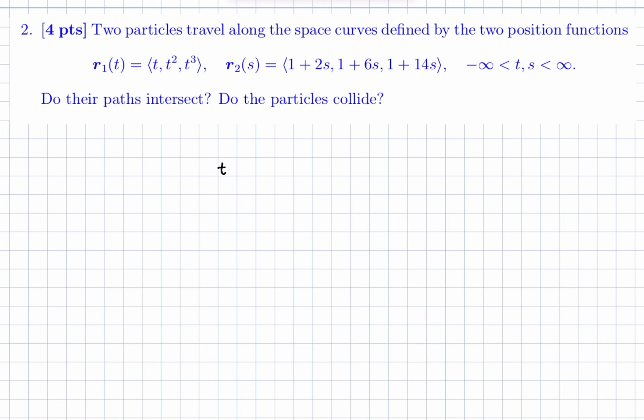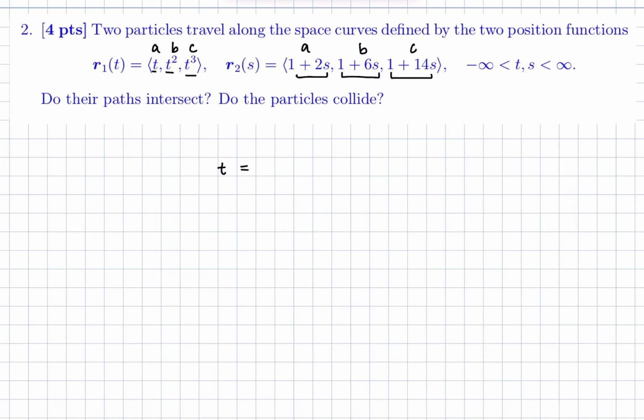I'm going to label these components A, B, C instead of X, Y, Z, so that it's easier. This part is A, this part is B, and this part is C. So it's similar to our X, Y, Z's. I'm going to set the A's equal to each other.